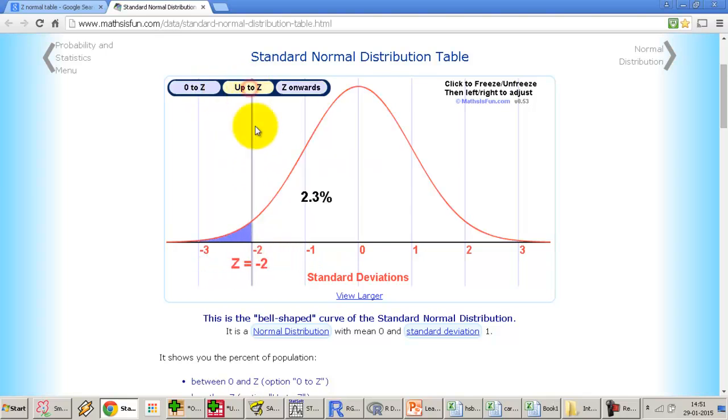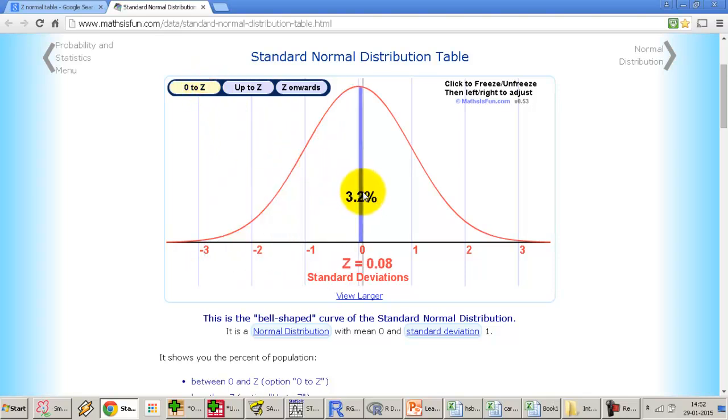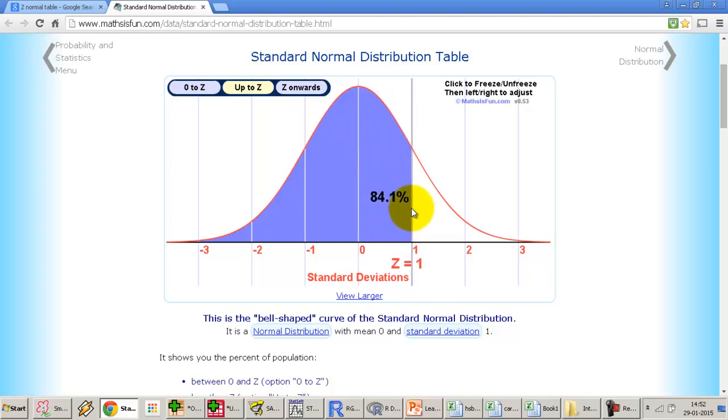So let's look at 0 to z over here. If I go to 1 standard deviation, that is 33.9, or exactly, it's a little hard to get it. Yeah, there it is, at 34.1, right? And if I go to minus 1 standard deviation, that is again 34.1. Why? Because it's symmetrical around the mean, right? So let's look at this variable again. If I go all the way till 1 standard deviation, I have 84.1. If I go all the way to 2 standard deviations, I've got 97.7.